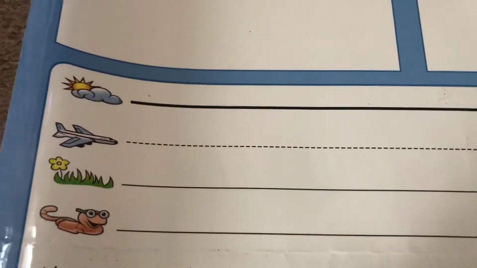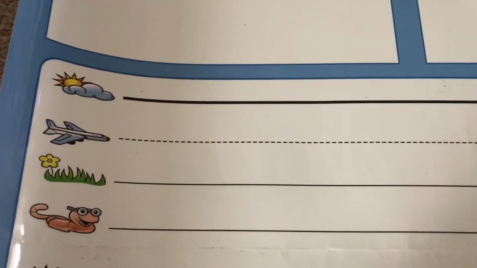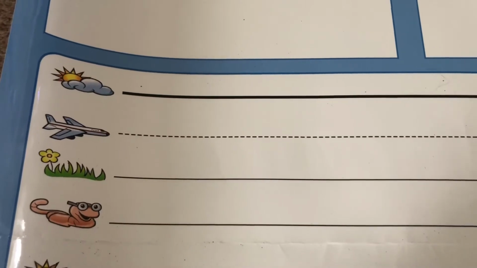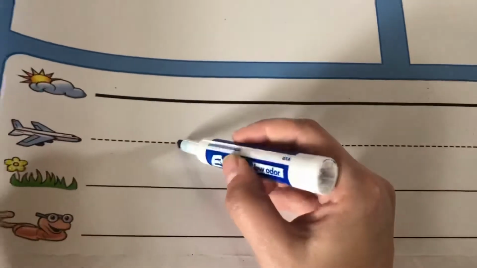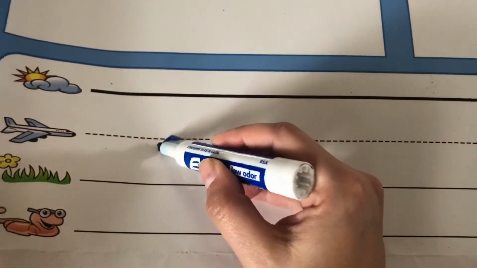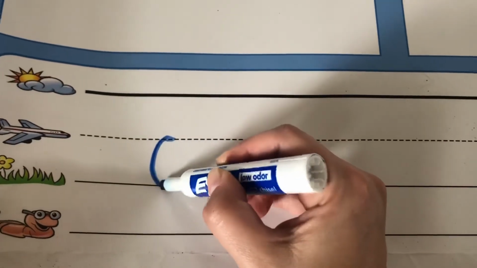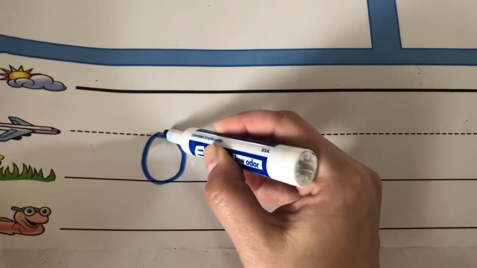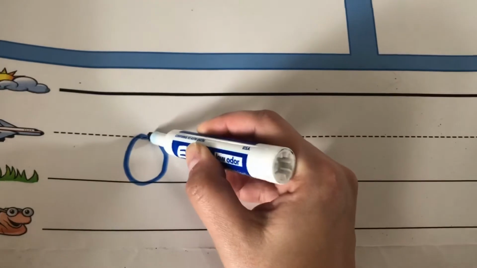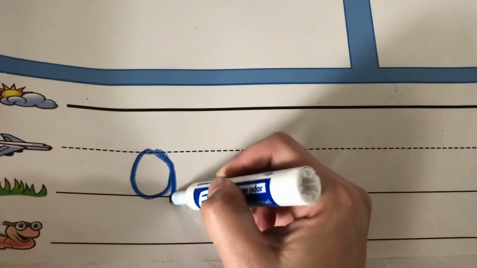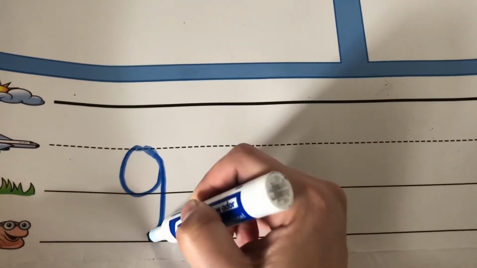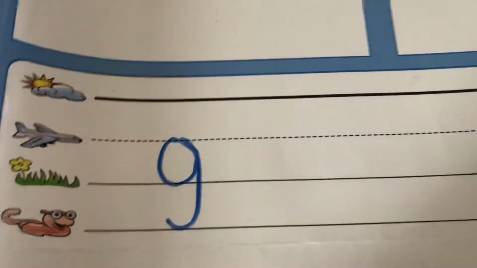Letter G is a plain line round letter as well. So we're going to start at the plane line, trace back on the plane line, down and around, all the way back up to the plane line, and then we're going to go down past the grass line all the way to the worm line and make a curve.